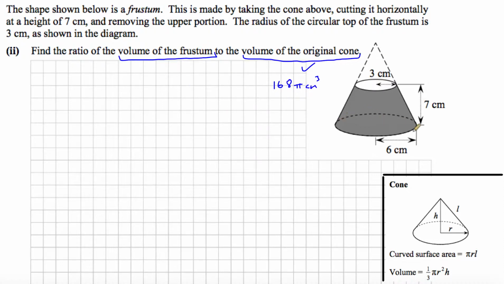Well, the volume of the frustum, this bit here in grey, will be the original volume, subtract this small cone on top. So let's just be clear there, original volume, which is the 168 pi, minus the small cone. Okay, right, so let's have a look at the small cone.